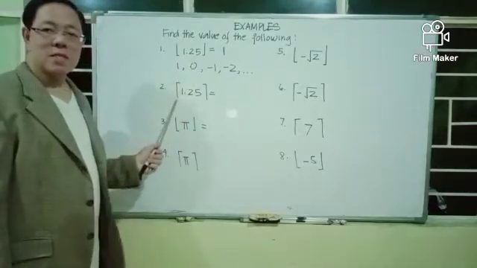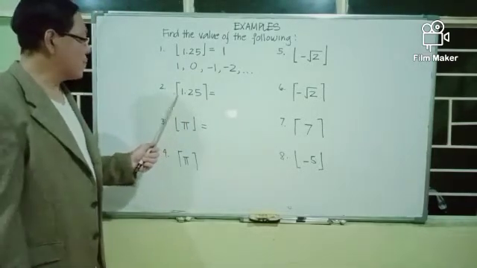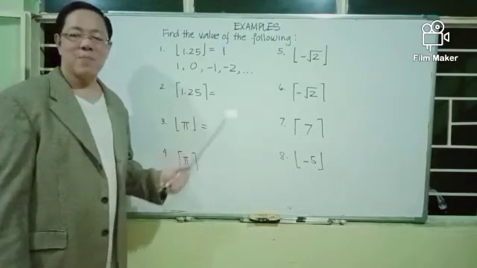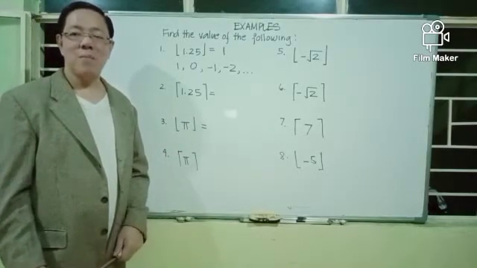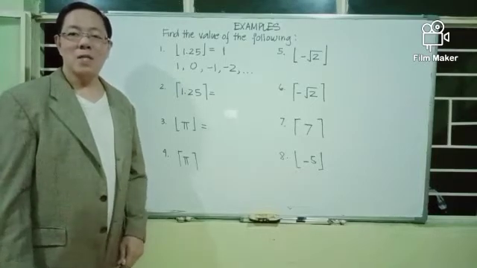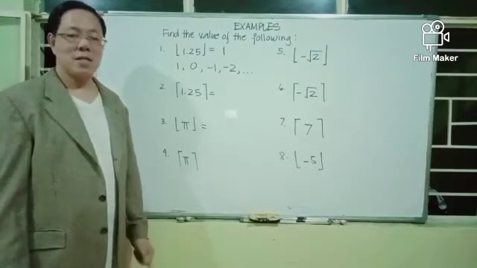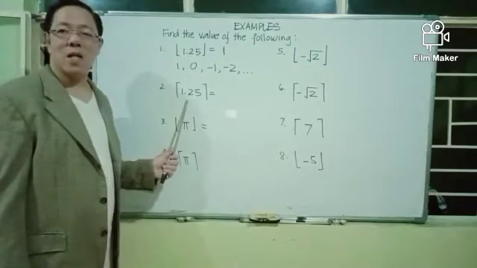Number 2, this is the ceiling of the real number 1.25. And as we defined earlier, the ceiling of a real number is the least or the smallest integer that is greater than or equal to 1.25.